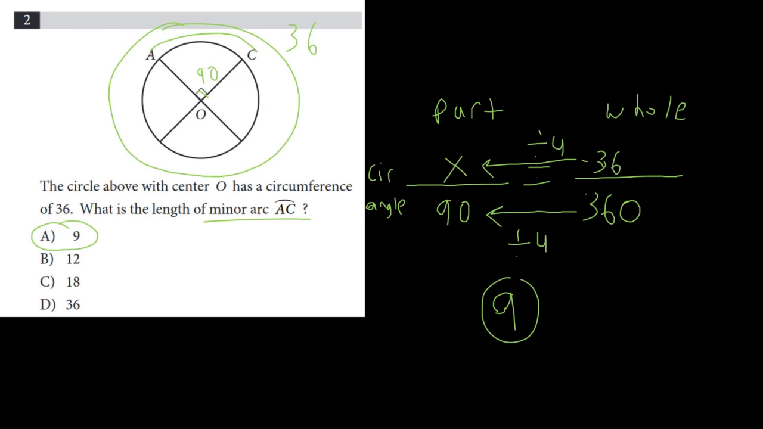So from here, to recap, we can always figure out the ratio, or we can do cross multiply. Both methods work, and that's how you can get the answer in two different ways.